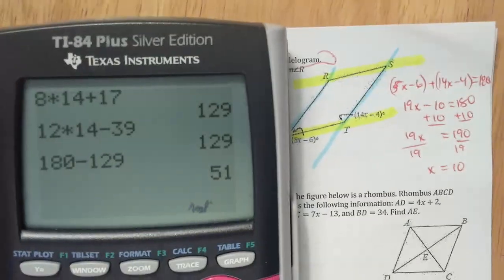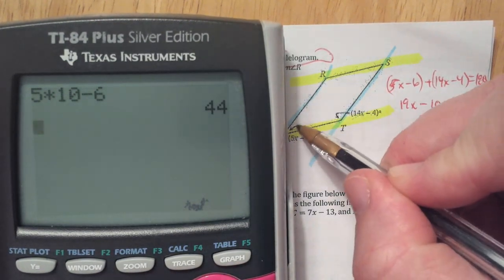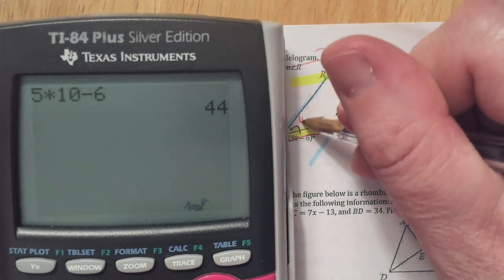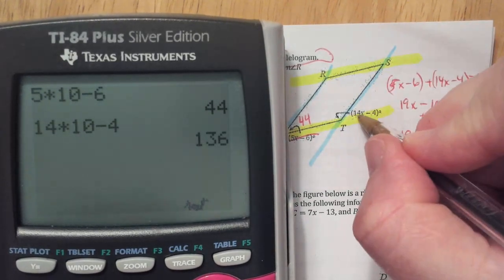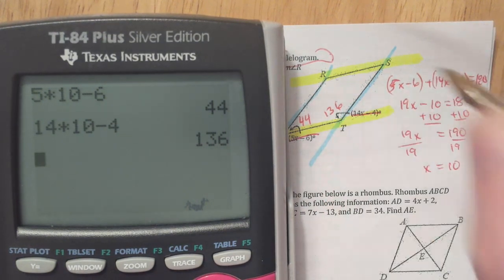I'll zoom out a little bit so you can see what I'm doing. All right, so plug that in: 5 times 10 minus 6. Now, the arrow goes here, so let's cross this out and put it where it's supposed to go. It's supposed to go right here. That's 44. This one here, 14 times 10 minus 4. Cross that out. The arrow goes here, so this would be 136.